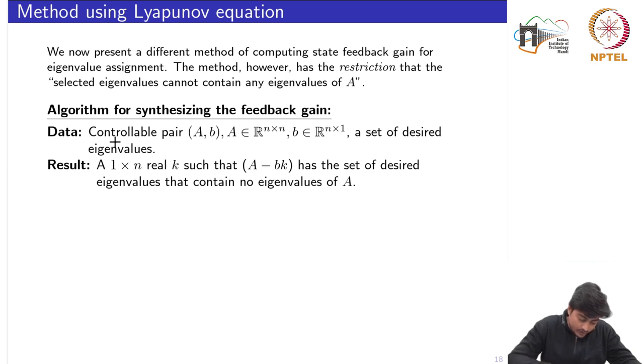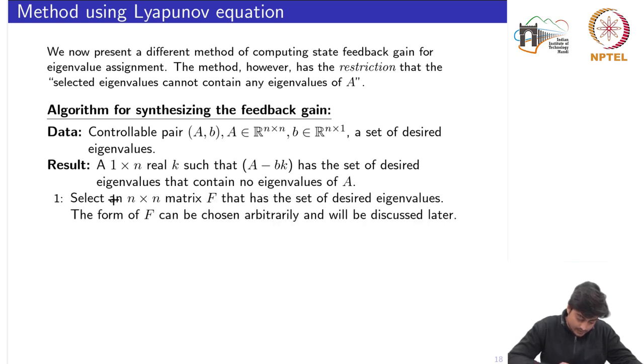So the data which we supply to this algorithm is the pair A comma B, which is supposed to be a controllable pair, where A is an n-dimensional matrix, and for the moment we are taking u as a scalar. So in that case we would have an n cross 1 dimension vector b and a set of desired eigenvalues. Based on these three pieces of information, the result we want to compute is a 1 cross n real vector k, such that the eigenvalues of the closed loop matrix A minus bk are the set of desired eigenvalues that contain no eigenvalues of A.